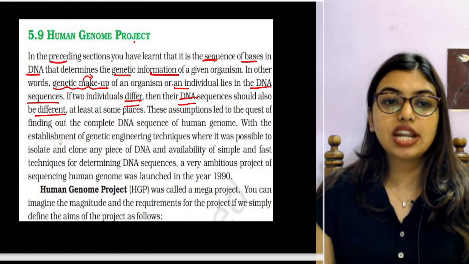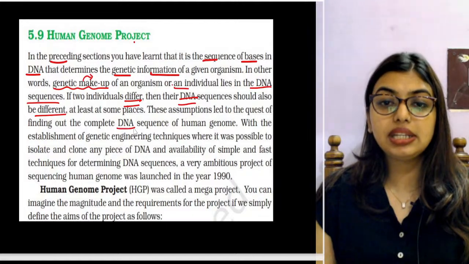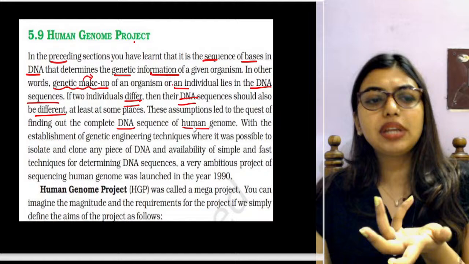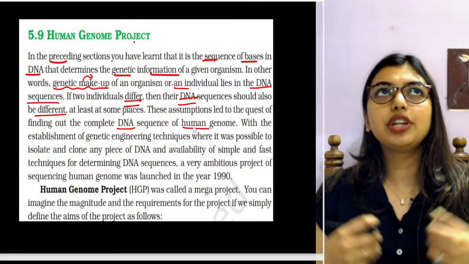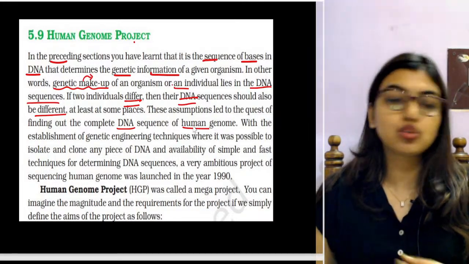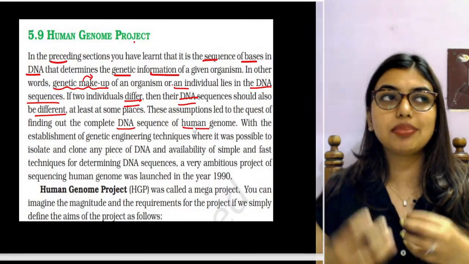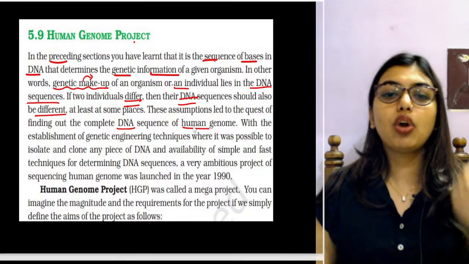These assumptions led to a quest of finding out the complete DNA sequence of a human genome. So people started having the doubt of how it would be in twins? How would it be in fraternal twins? How would it be in two different people? How would it be from a mother to a child? So people had the quest, that means the thirst, to find out what exactly happened.